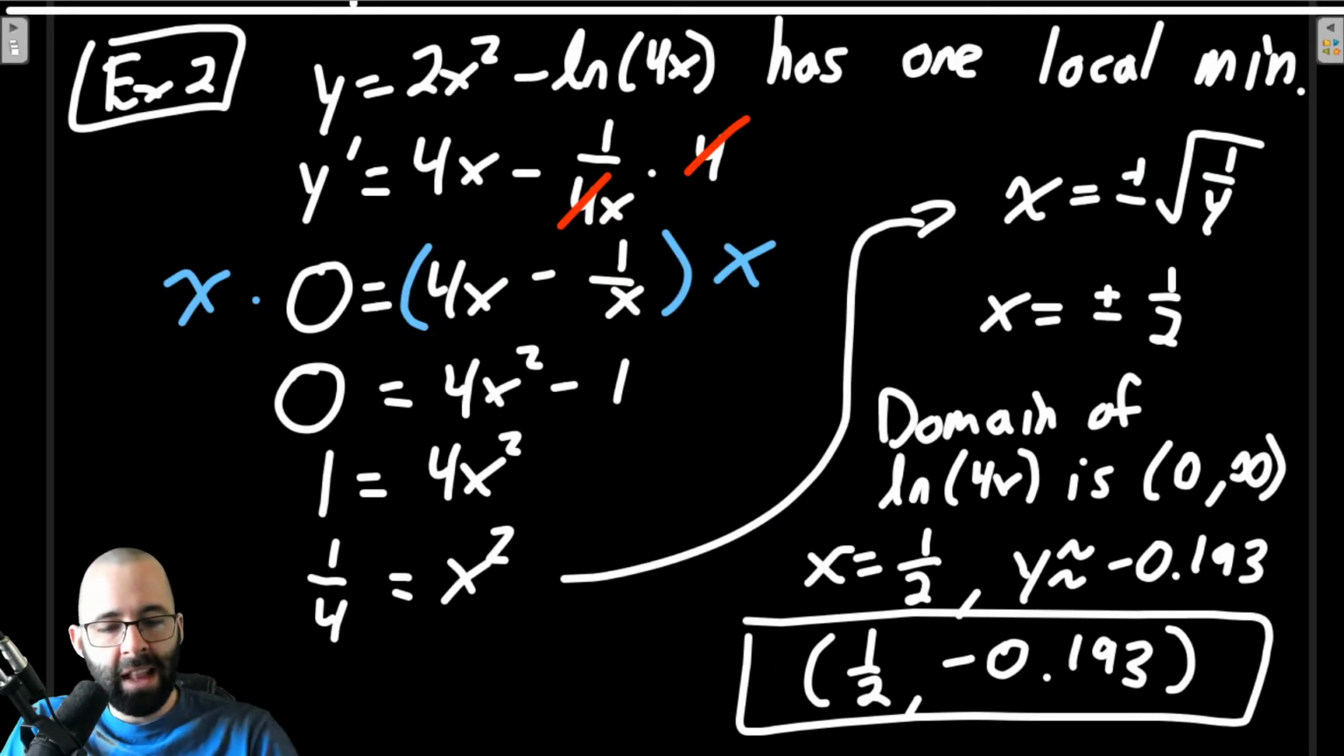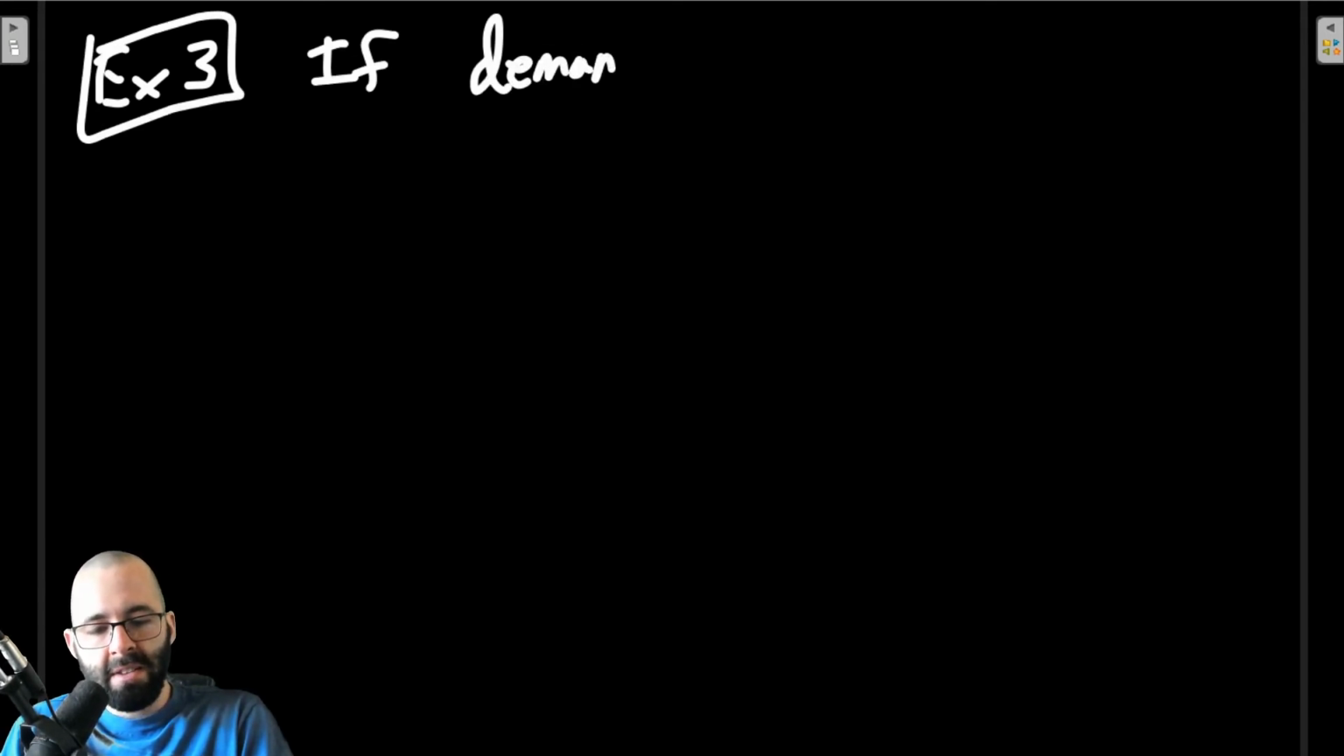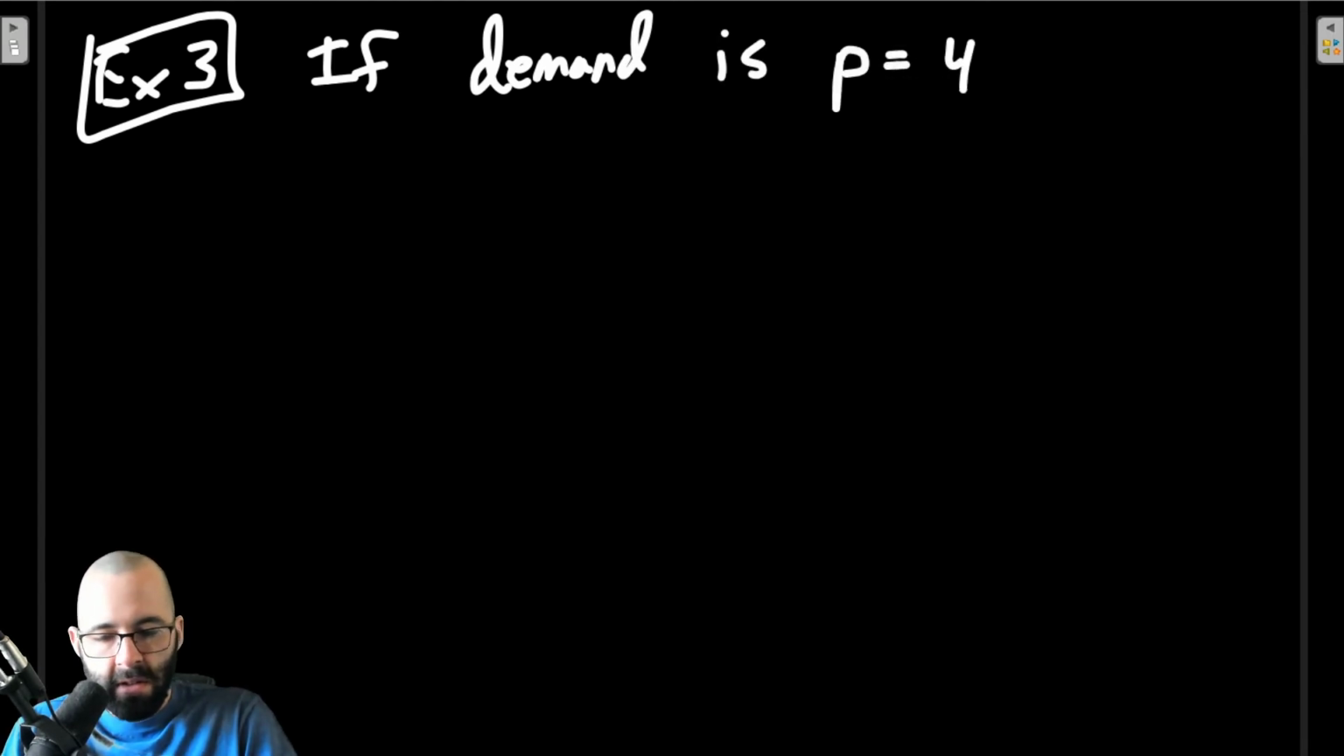Let's do another one. One last video to end this week of 3 sections. It's going to be example 3. If demand is given by this demand equation, P equals 45 divided by the natural log of x.